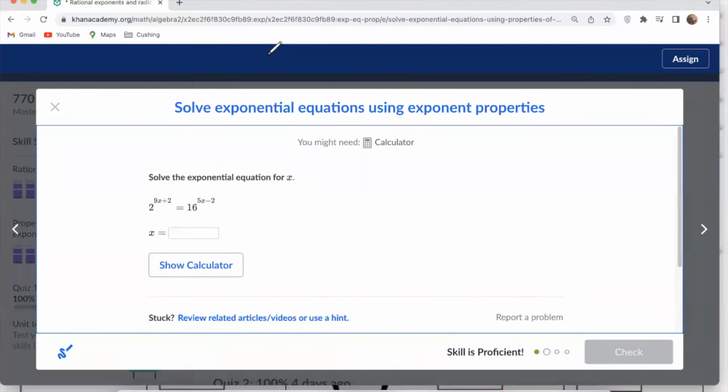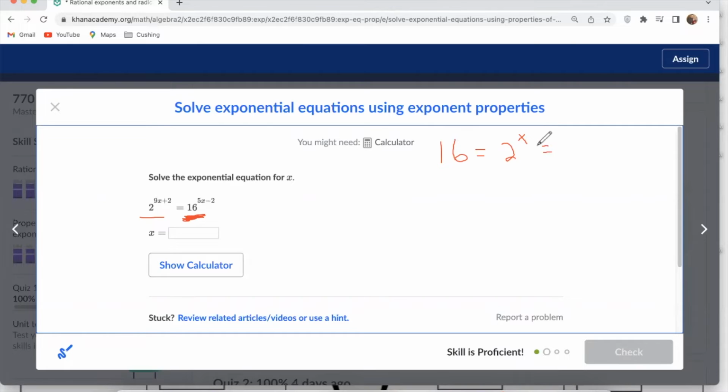Okay, so this question says solve the exponential equation for x. So same concept here. On the left and right side, we have two expressions, but the bases are different. So if we can get the bases to be the same, that means that we can just set the exponents equal to each other. So what I'm going to do is rewrite 16 as a number with a base of 2. So I'm going to rewrite it as 2 to some power. And the question is, what power is that going to be?